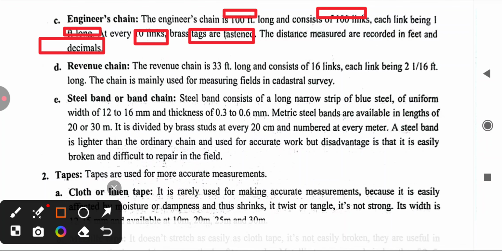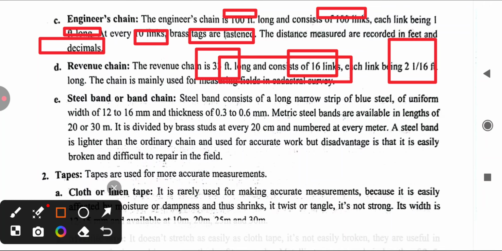Revenue chain is 33 feet long and consists of 16 links, each link being 2 1/16 feet long. The chain is mainly used for measuring fields in cadastral survey. We use the revenue chain for that.